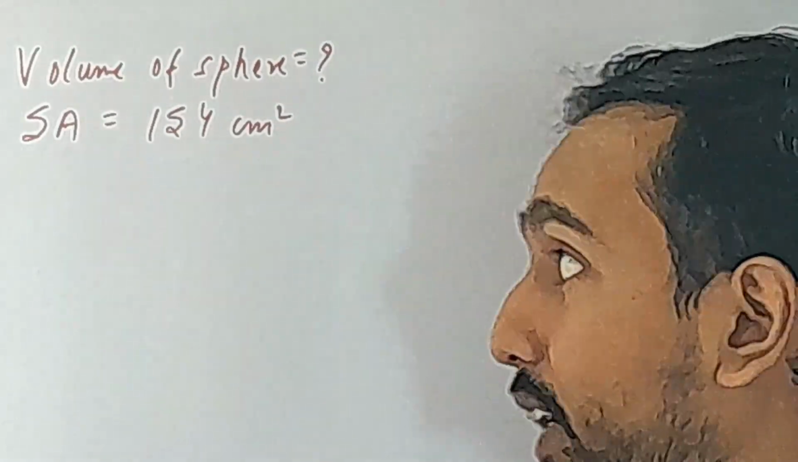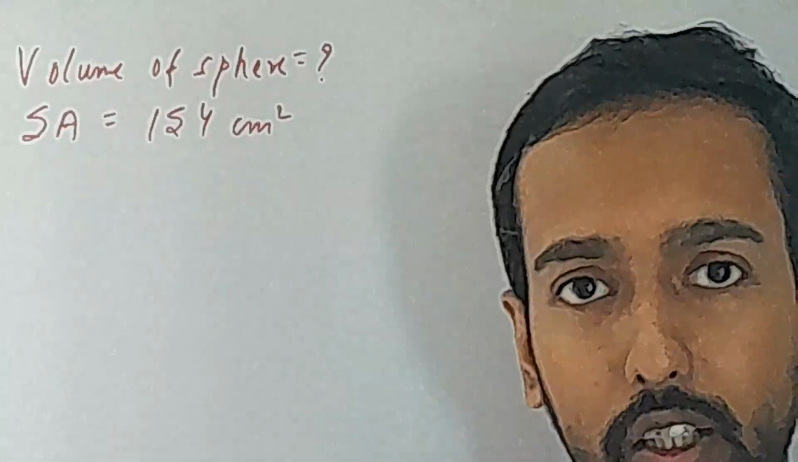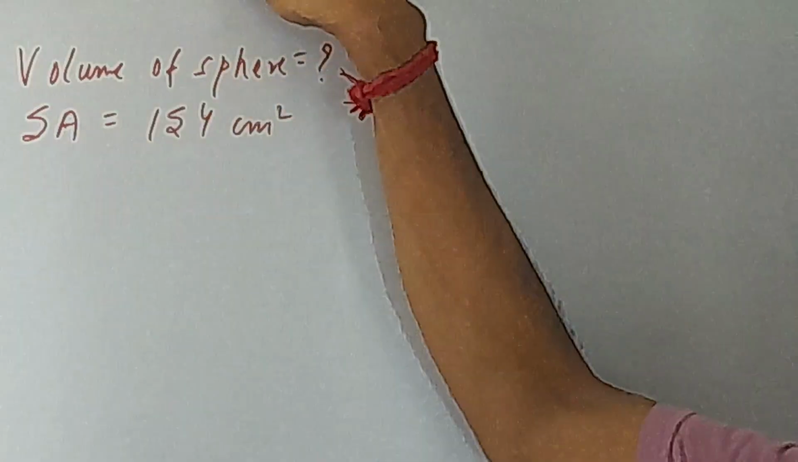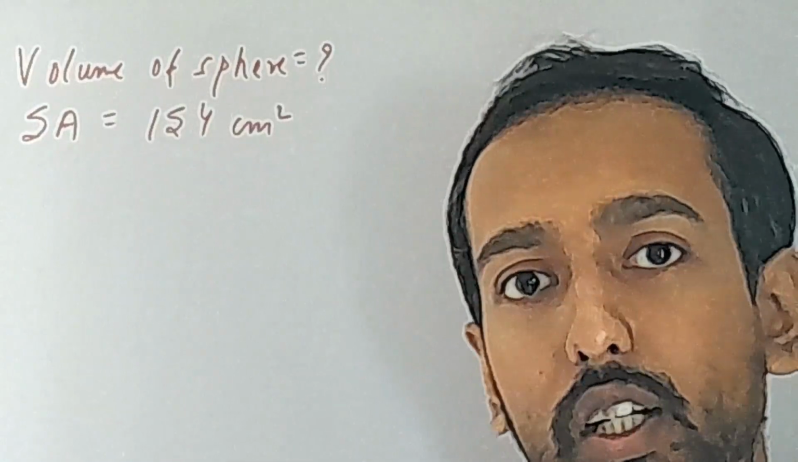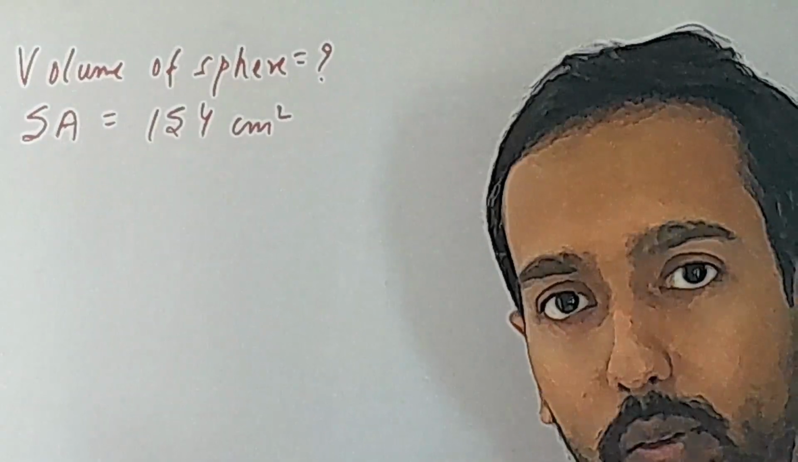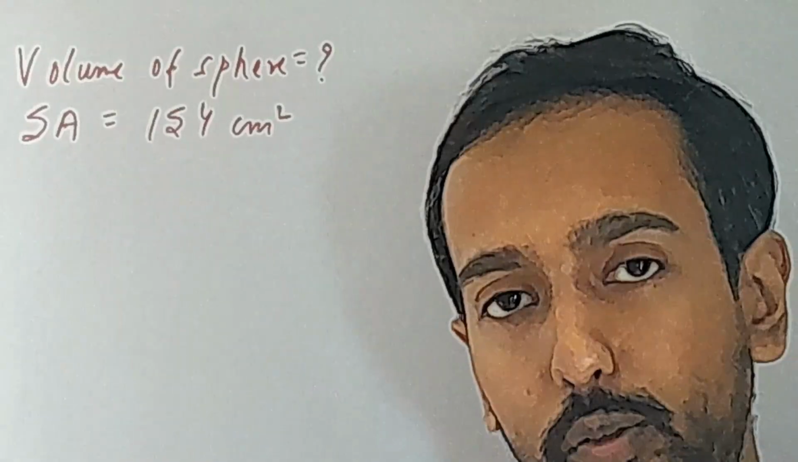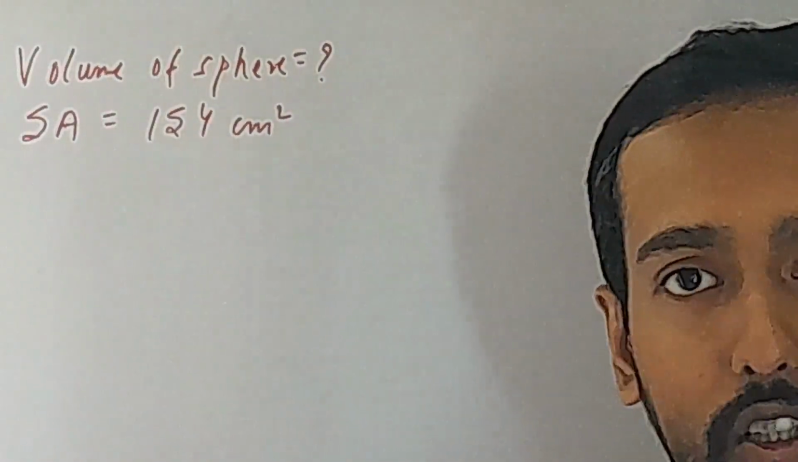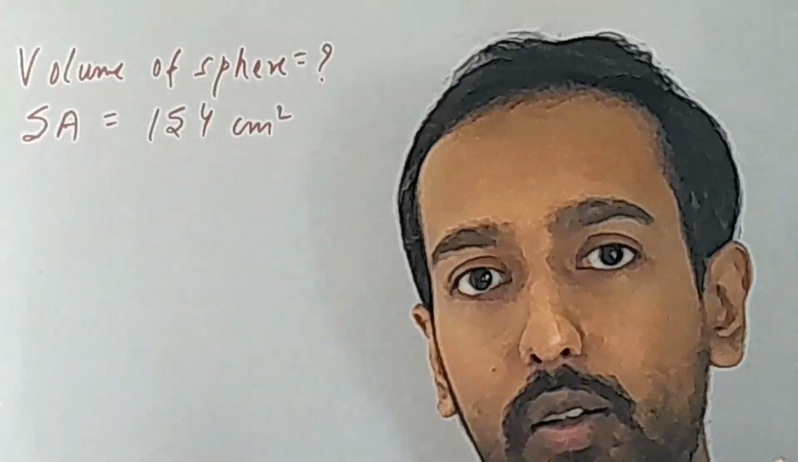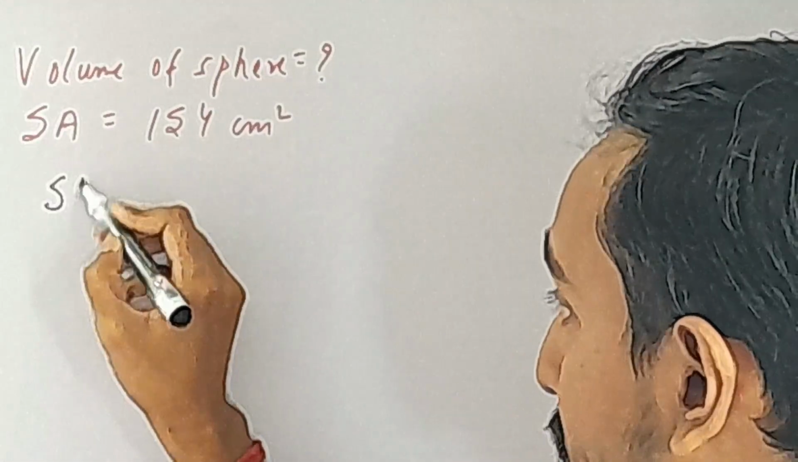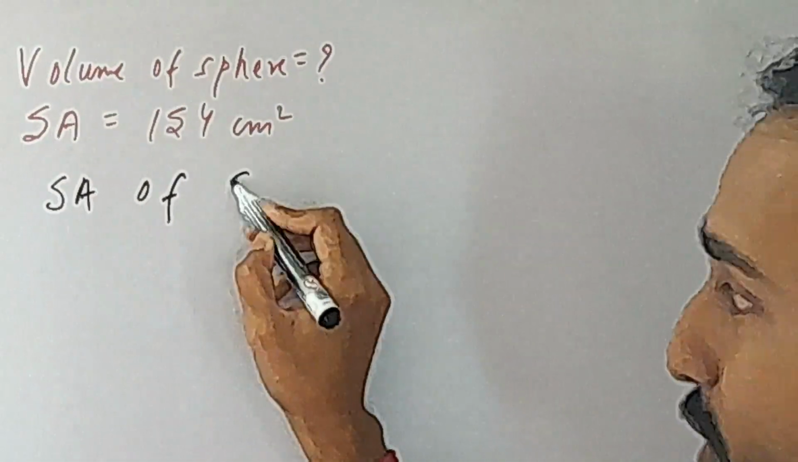Now it is given that the volume of the sphere has to be found out, and the surface area of this sphere is given as 154 centimeters square. Students, you know that for a sphere the total surface area and curved surface area are both the same. So the formula for the surface area of a sphere is given by 4 pi r square.